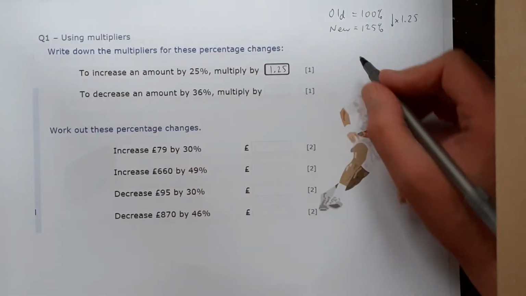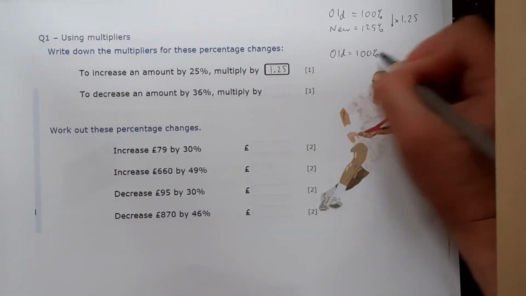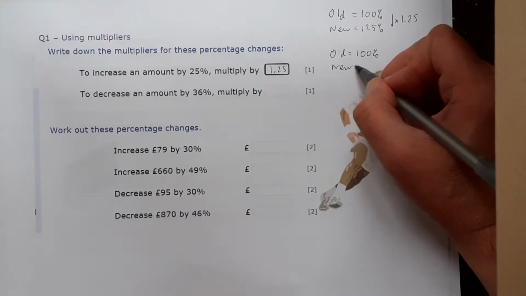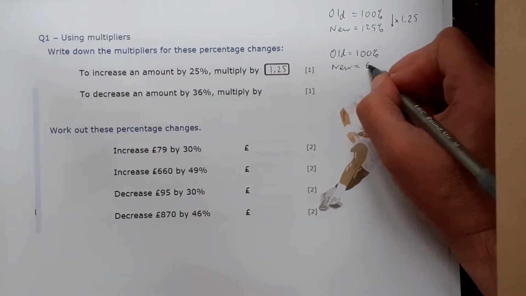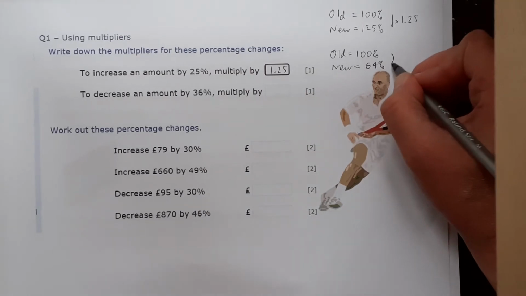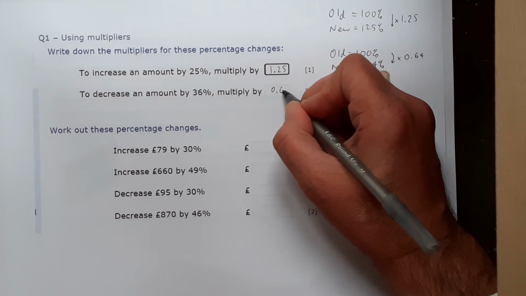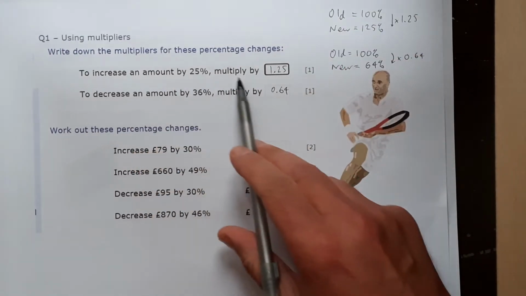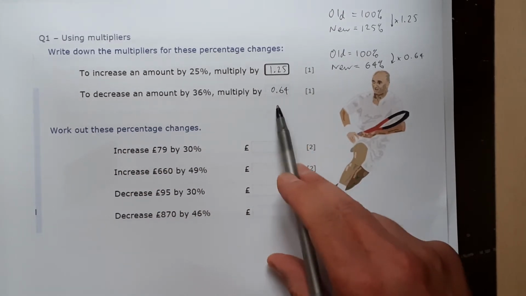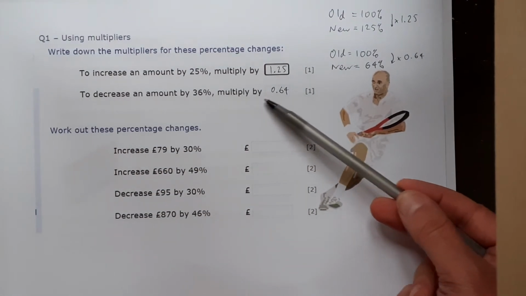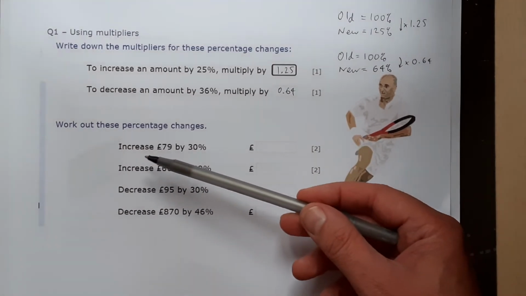To decrease by 36%, I'm going to go from an old percentage of 100%. Now our new percentage, because I'm talking about a decrease of 36%, is actually 64%. So our multiplier here is times 0.64. Okay, so if I'm increasing, my multiplier is bigger than 1. If I'm decreasing, my multiplier is less than 1. Don't forget, multiplying by a number less than 1, between 0 and 1, is going to make that number smaller. Okay, so let's have a look.